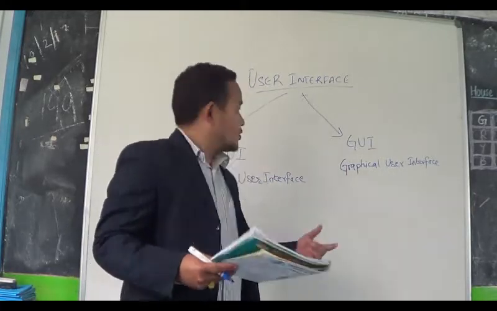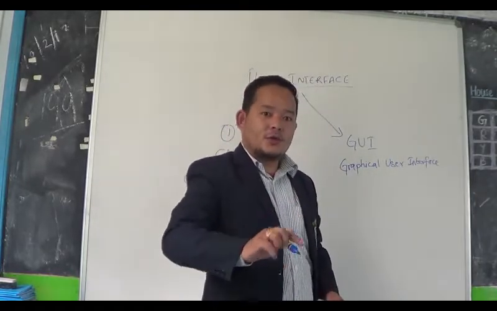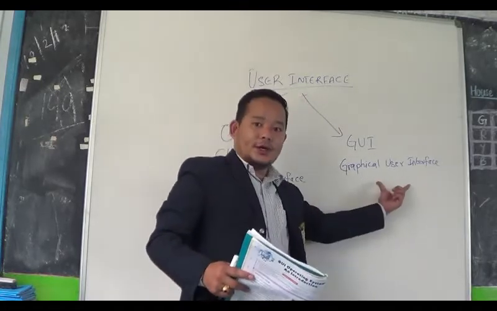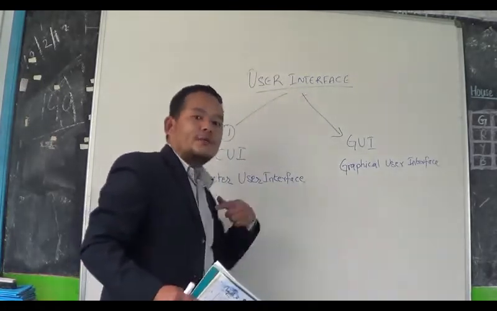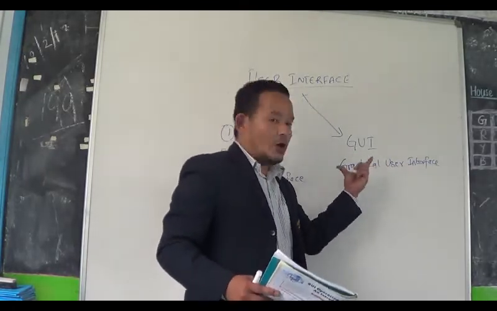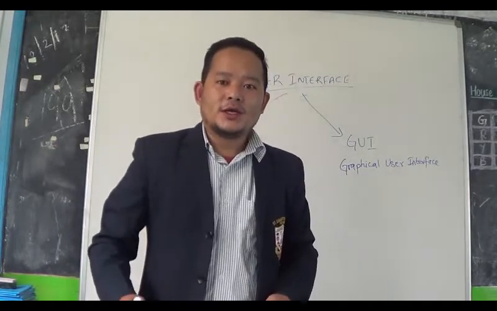For example, Windows. In Windows, to open certain files or certain folders, we use the help of the mouse and we click. That is a graphical user interface. So in CUI, we give commands, whereas in GUI, we use graphics with the help of the mouse, like MS Windows.